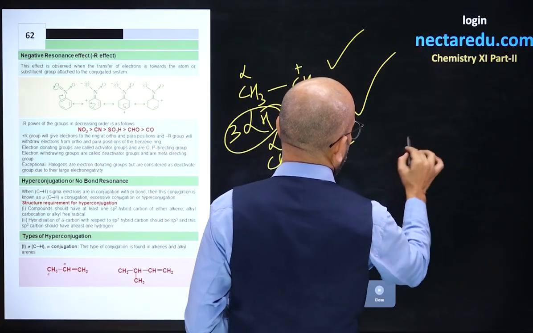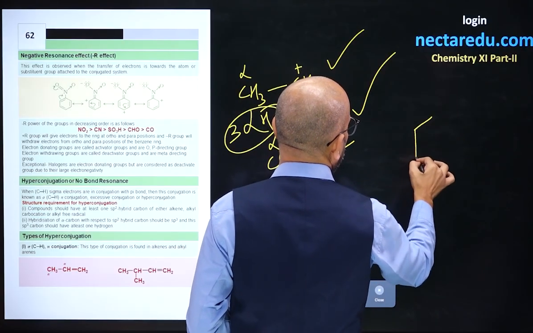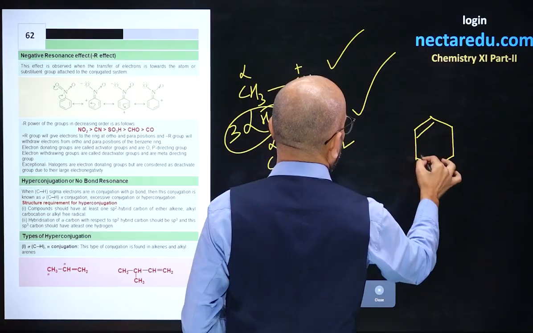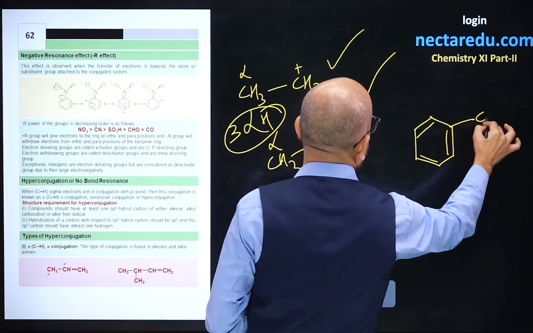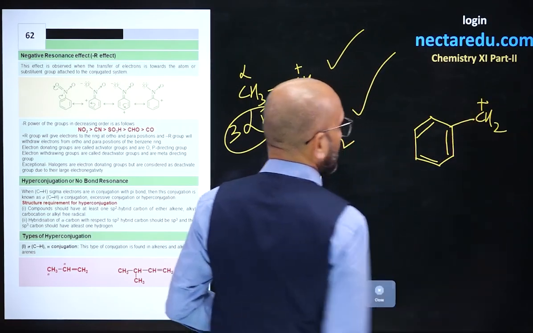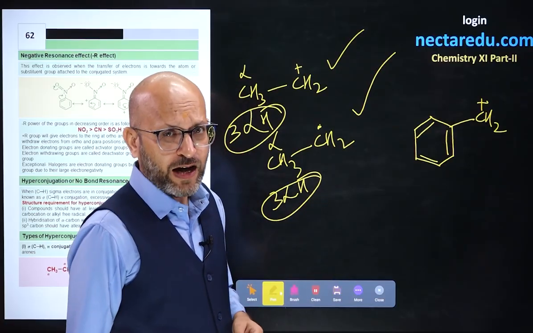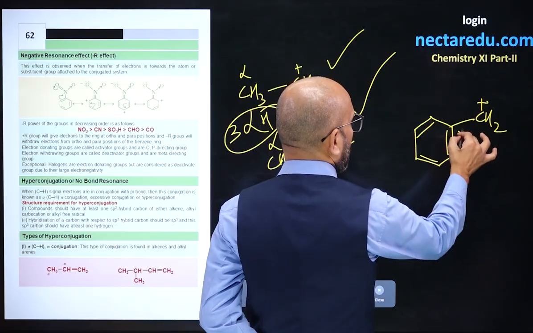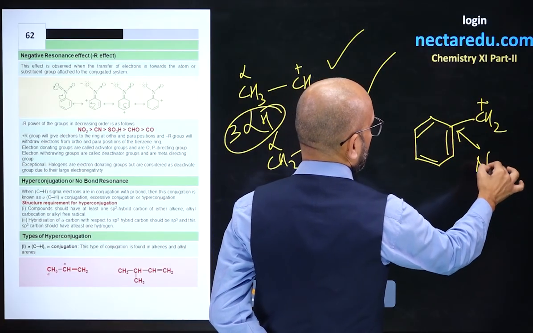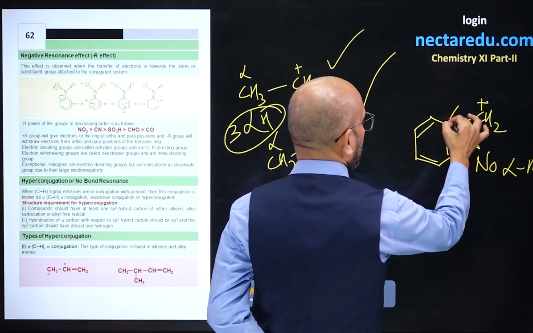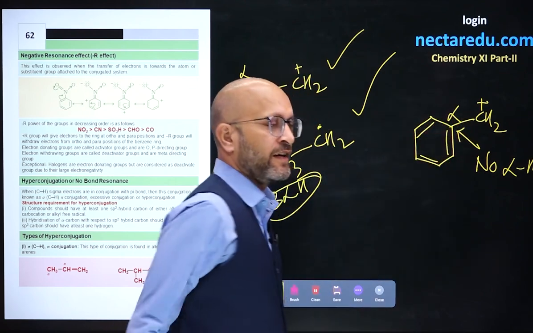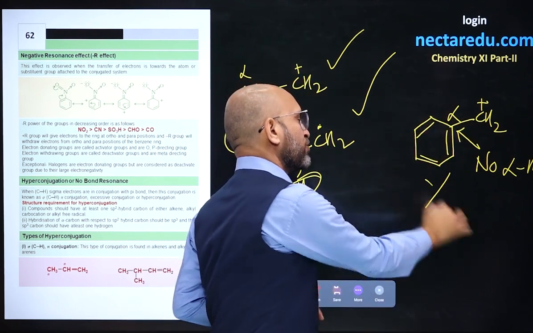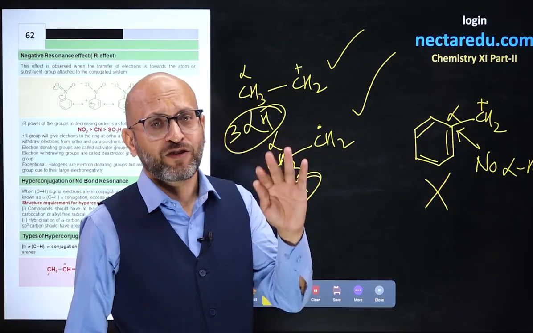Whereas if I take benzene and adjacent to this I take CH2 plus, can this show hyperconjugation? Answer will be no, because there is no alpha hydrogen. This is alpha carbon, that's correct, but no hydrogen is present. So this will not show hyperconjugation because alpha hydrogen is not present.